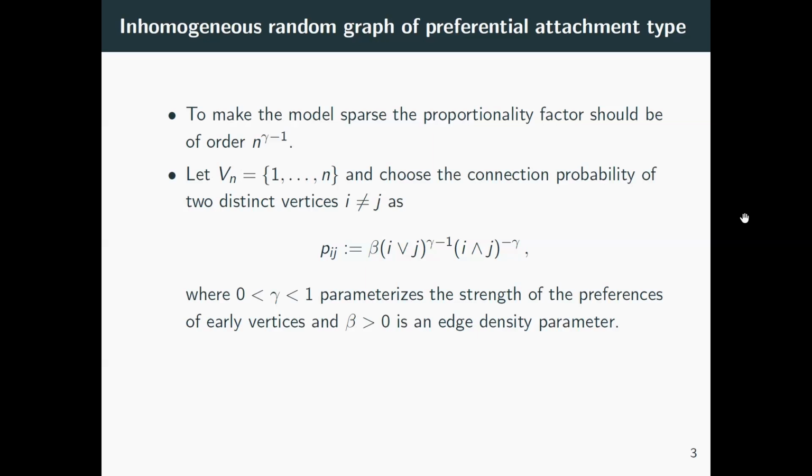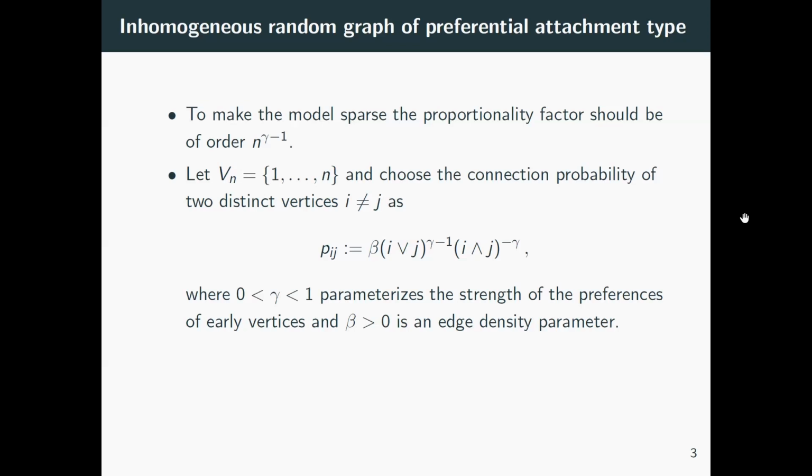Okay, we work on the vertex set from 1 to n, denoted Vn, and two distinct vertices i and j will connect to each other with probability Pij. This full connection probability is given by beta, some parameter, times the maximum of i and j to the power of gamma minus 1, which we just derived to make the model sparse.